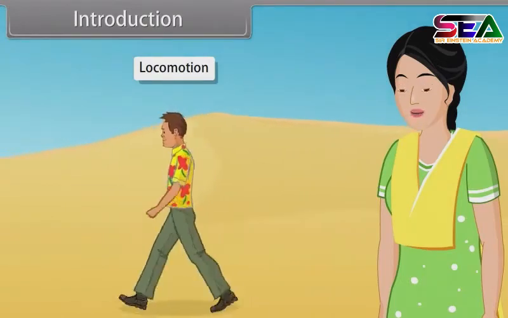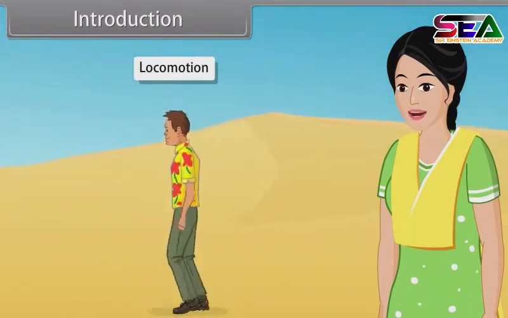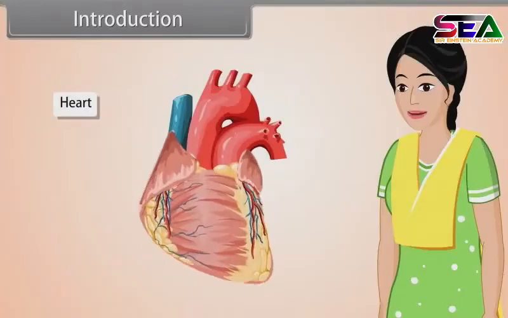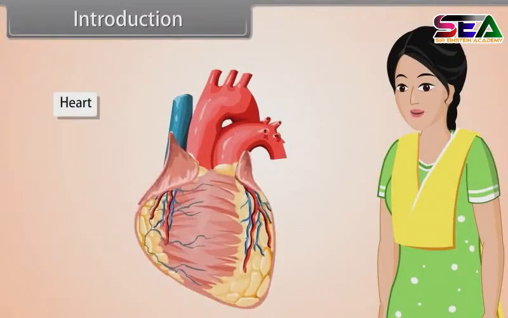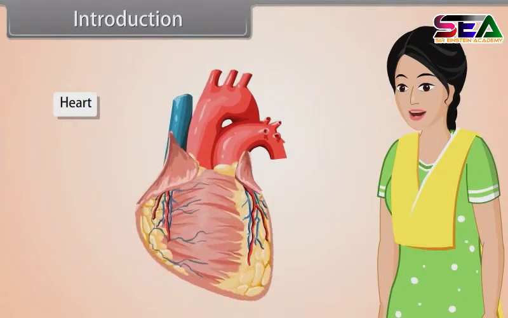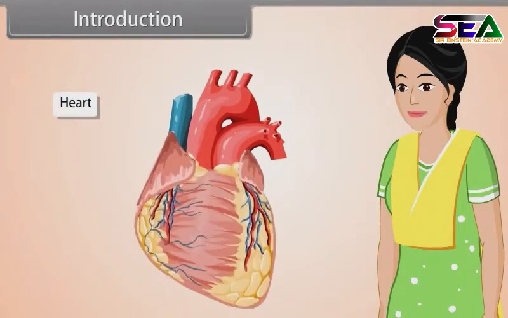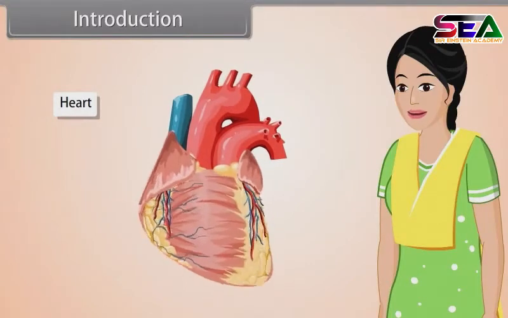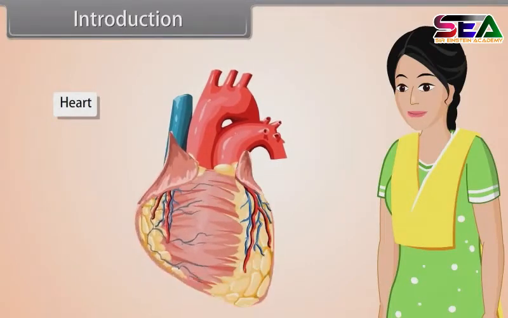When only a part of the body moves, it is called movement. Movement also takes place inside the body as well. For example, our heart beats all the time. So, throughout this module, we learn locomotion and movement.